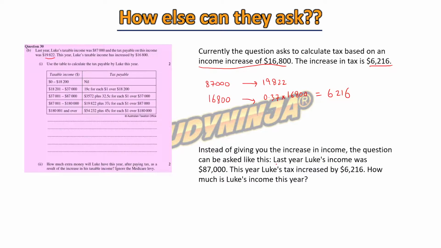What they can say is that last year Luke's income was 87,000, just like it is currently saying in the question. Then the question can say that this year Luke's tax increased by 6,216. And then they can ask you, okay, what is Luke's income this year? So instead of giving you this 16,800, you can be asked to work backwards by giving you this number. So be sure that you know how to work things out like this backwards. That's one way of making things a bit tricky.